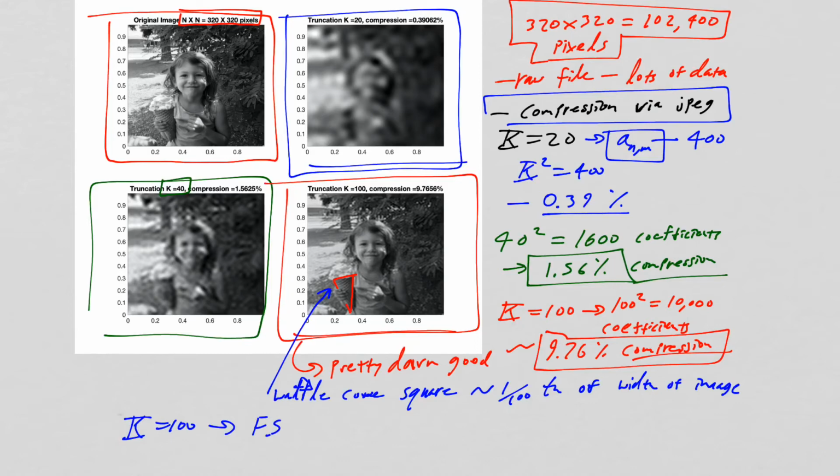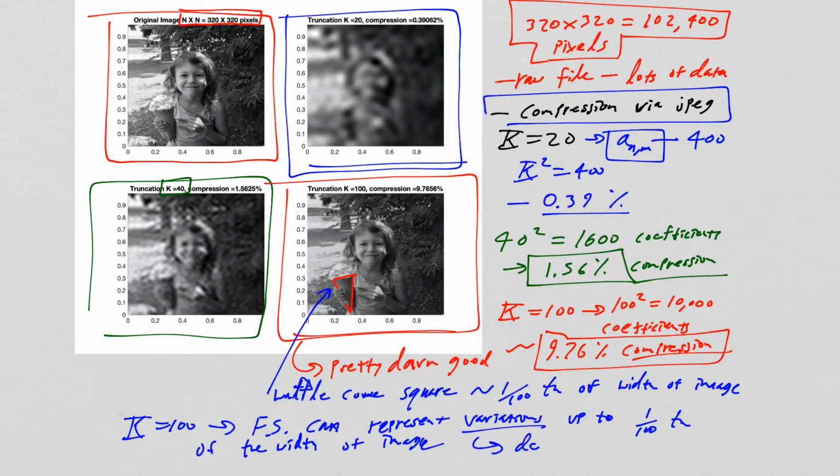the Fourier series can represent variations up to 1/100th of the width of the image. So those variations, I could also call that detail.